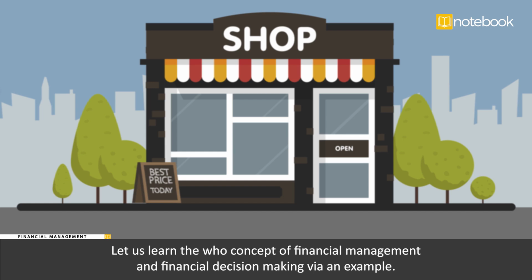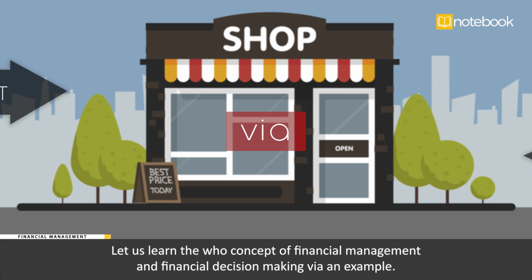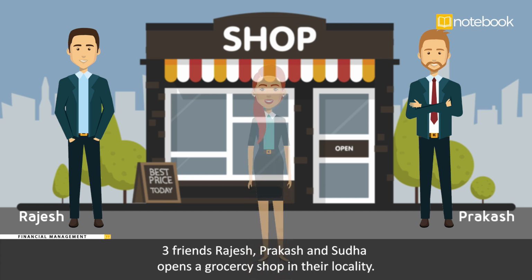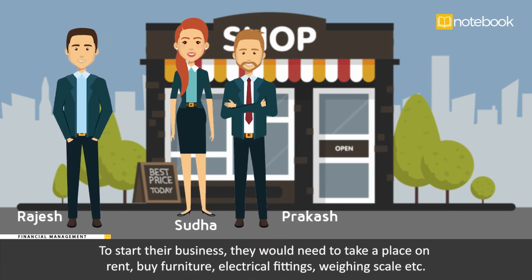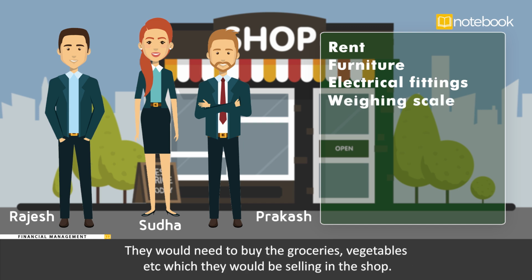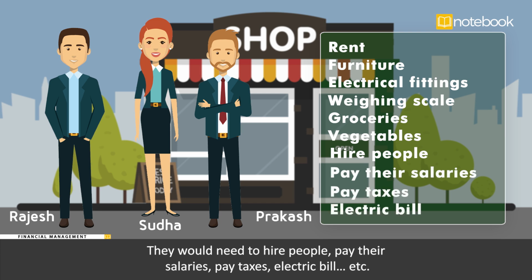Let us learn the concept of financial management and financial decision making via an example. Three friends, Rajesh, Prakash, and Sudha, open a grocery shop in their locality. To start their business, they would need to take a place on rent, buy furniture, electrical fittings, weighing scale, etc. They would need to buy the groceries, vegetables, etc., which they would be selling in the shop. They would need to hire people, pay their salaries, pay taxes, electric bills, etc.